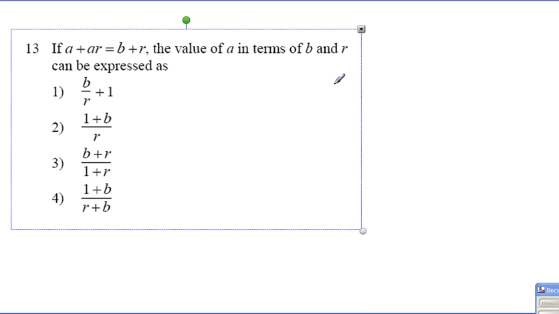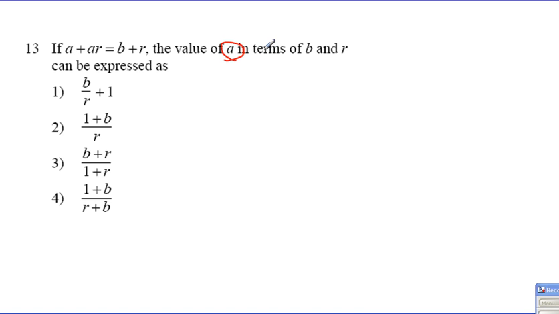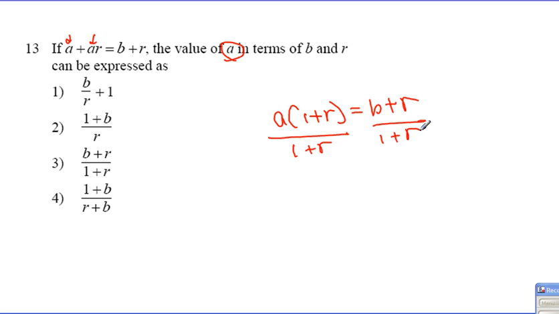Number 13. We are looking for a. When you look into that, a is in two locations right here. Oh, in fact, that's not bad because we can factor them out. So if we factor out a, we have 1 plus r, which is equal to b plus r. How are you going to have a by itself? We have to divide by 1 plus r. Then that becomes our final answer.